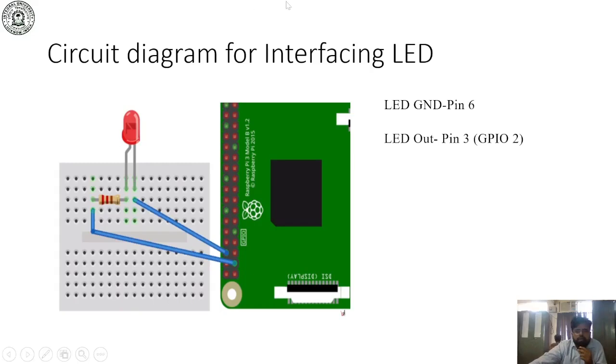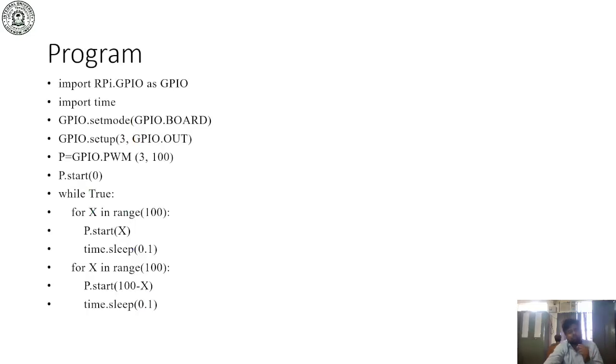We have connected the LED ground pin with pin number 6, and the LED out, meaning the data line of the LED, with pin number 3, that is GPIO pin number 2. So this will be the connection. Now after the connection we will write the program. This is the program.